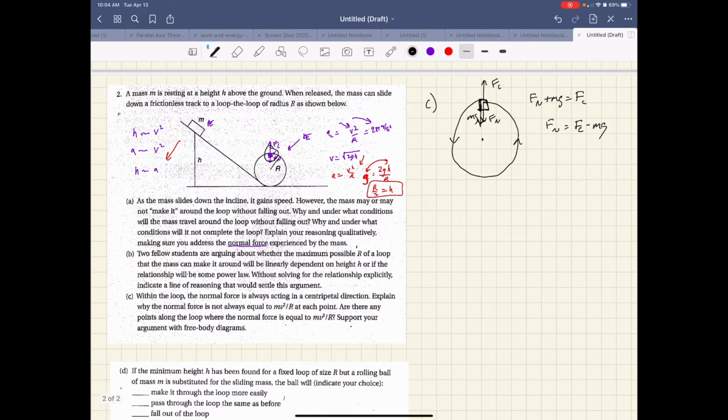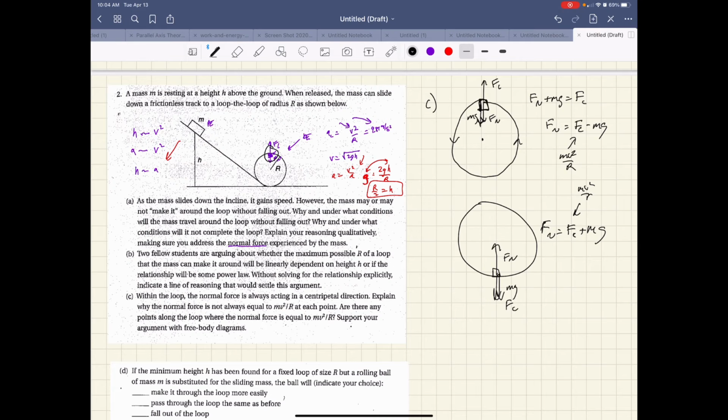Let's take a look at the bottom. What if it's on the bottom? In this case, we're going to have the normal force going up, the gravitational force going down, and the centrifugal force going outward as well. So the normal force is going to equal the centrifugal force plus mg. And also, just to use their language, the centrifugal force is mv squared over r.